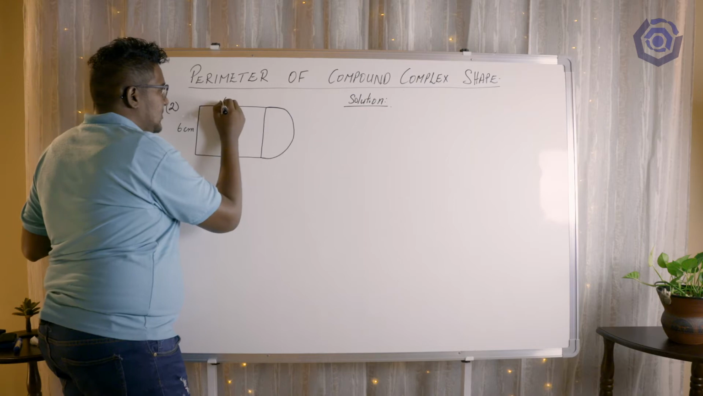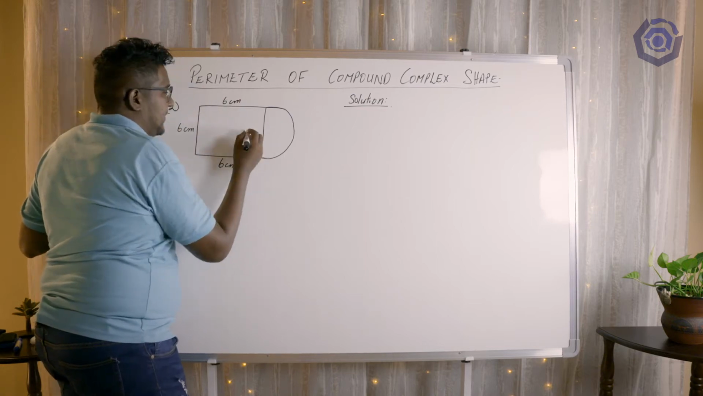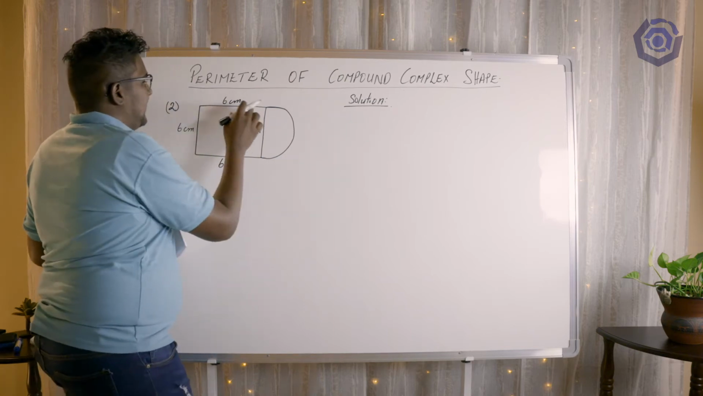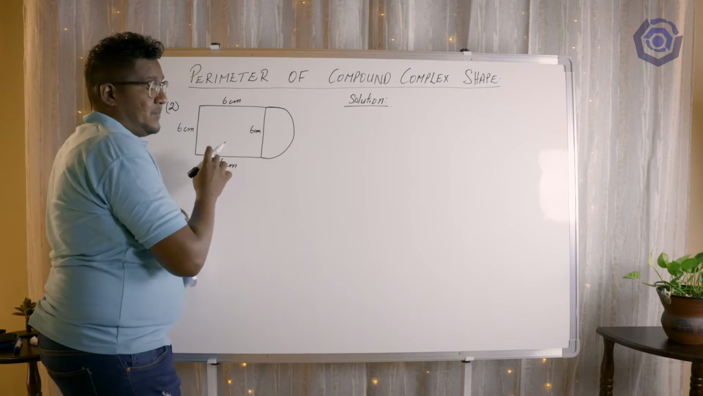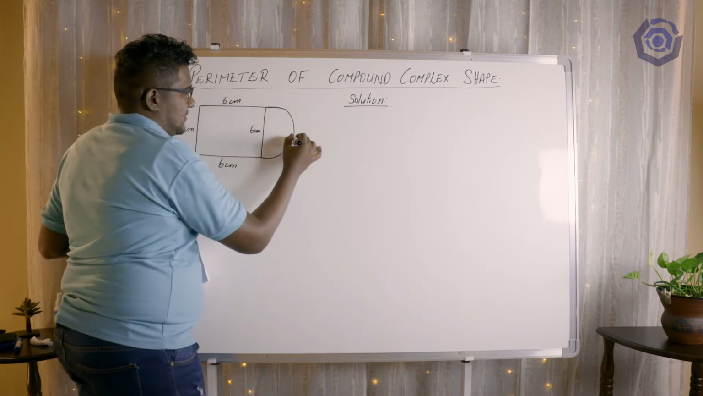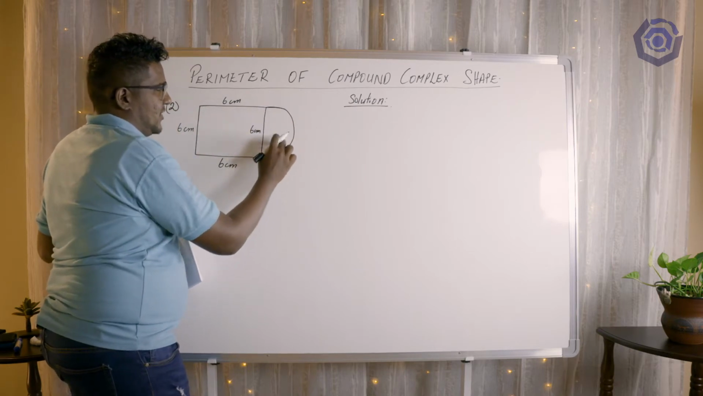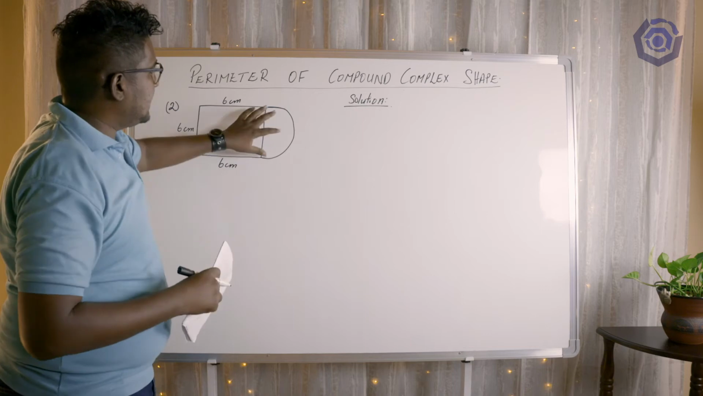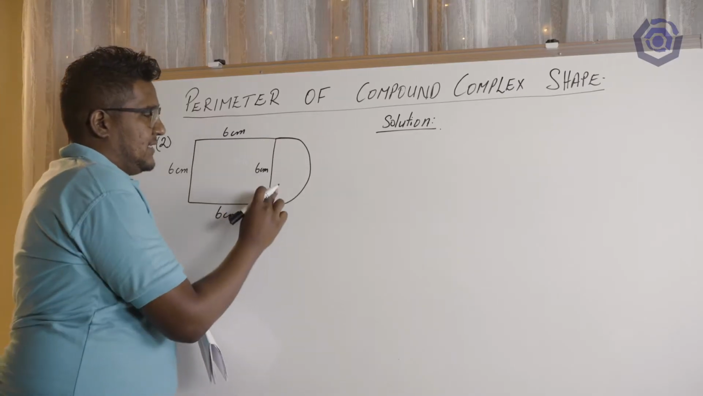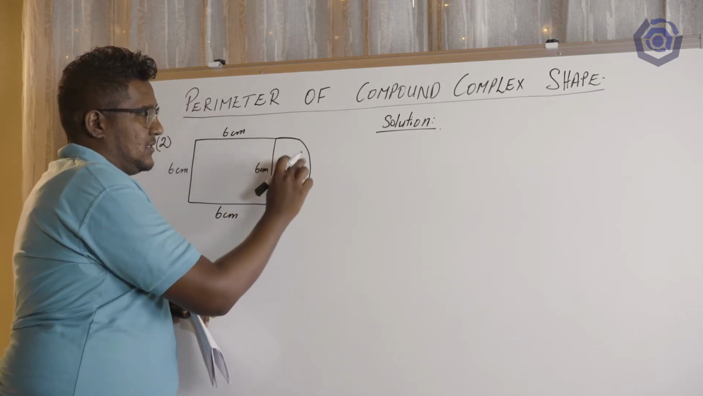So this side is also going to be 6 cm. Here is going to be 6 cm. And here is going to be 6 cm. So if I add around, I will get the perimeter of the square. But what happens with this piece? We still have to find the length of this curve, right? Let's say this is a semicircle because it's half of a circle. Now what we have here is the diameter, and we have to find the length of this semicircle.